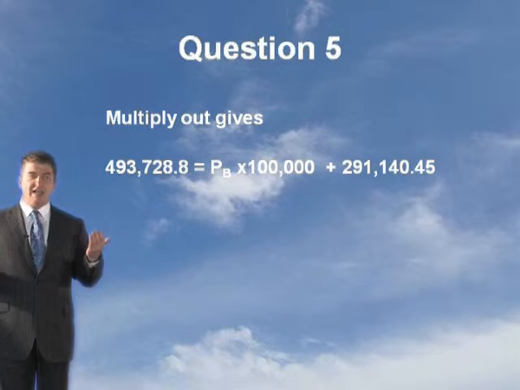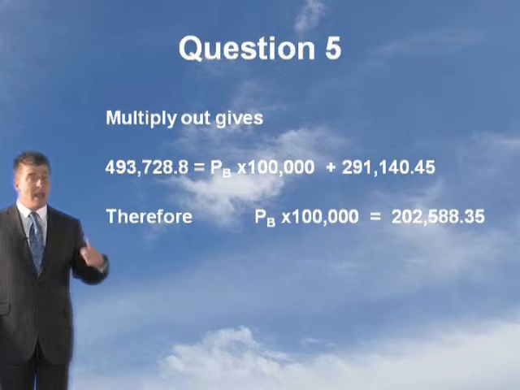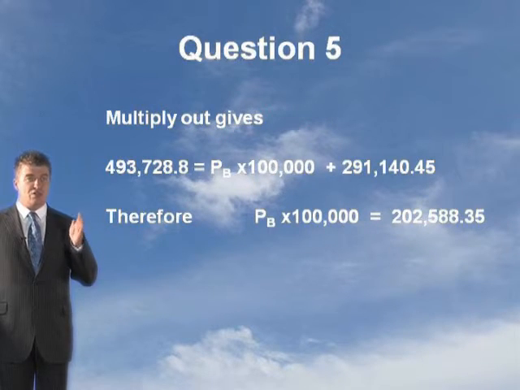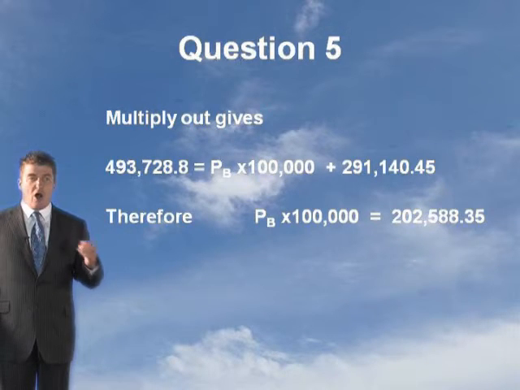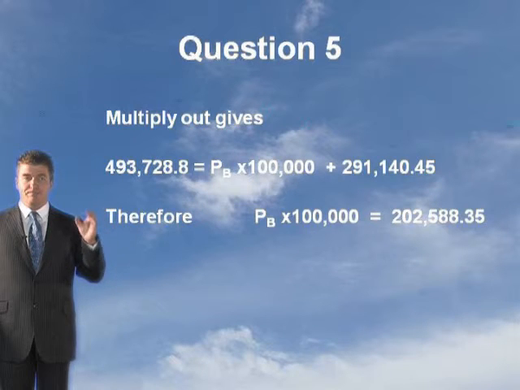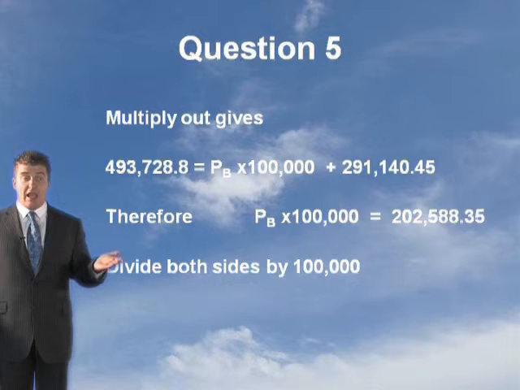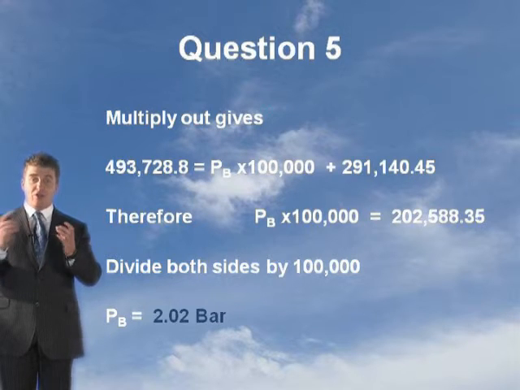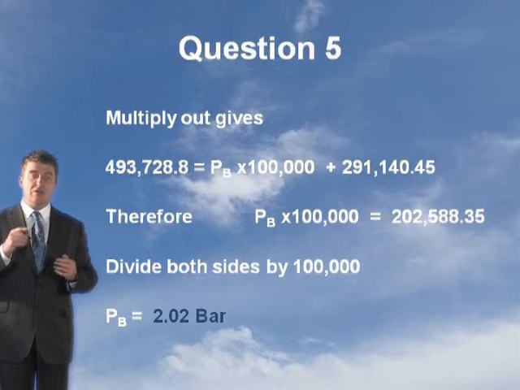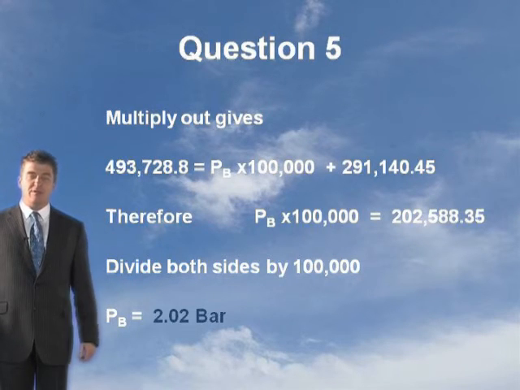Well, you subtract it from the other side. It comes out like this. In the end, it multiplies out to give this: PB times 100,000 equals 202,588.35. Don't forget, all we want is the pressure, PB. Well, at PB, if you divide them by 100,000 each, you get the pressure at the nozzle is 2.02 bar. So at the nozzle, 2.02 bar. That is what it would be. That's how you solve this particular problem.